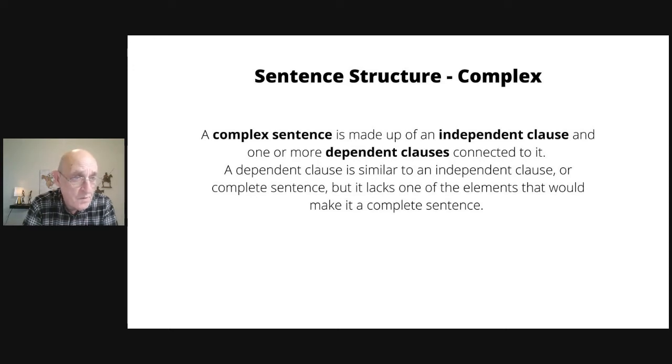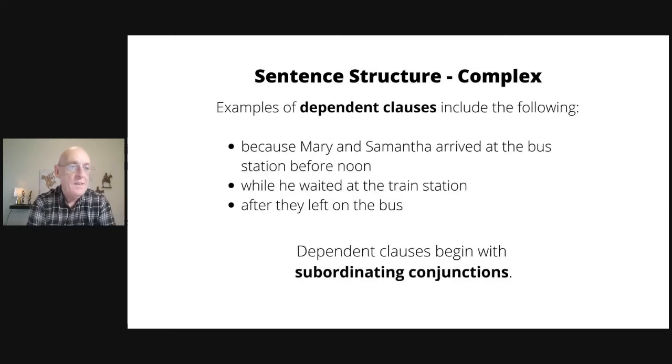So one of the simplest ways to make a complex sentence is to take a phrase or a dependent clause and add it to your simple sentence. And here's some examples of dependent clauses that can be added to a simple sentence. Okay, because Mary and Samantha arrived at the bus station before noon. Well, that gives us some important information, but it's not something that can stand alone.